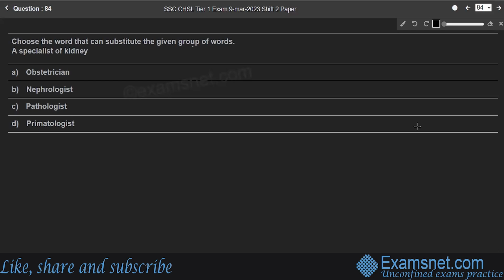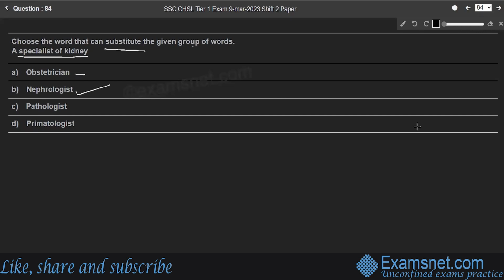Question 84. Choose the word that can substitute the given group of words. A specialist of kidney is called nephrologist. Option B is the answer. A nephrologist is a medical specialist who specifically focuses on diagnosis, treatment, and management of kidney-related conditions and diseases. They have expertise in kidney function, kidney diseases, and the treatment of kidney-related disorders. So option B is the answer.